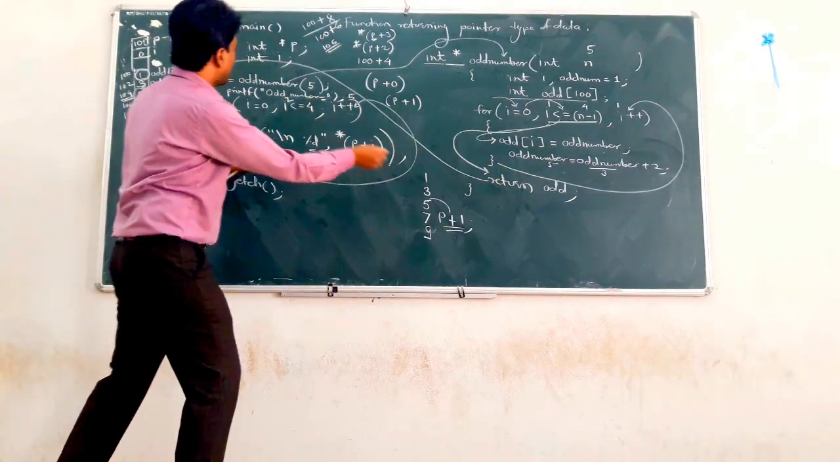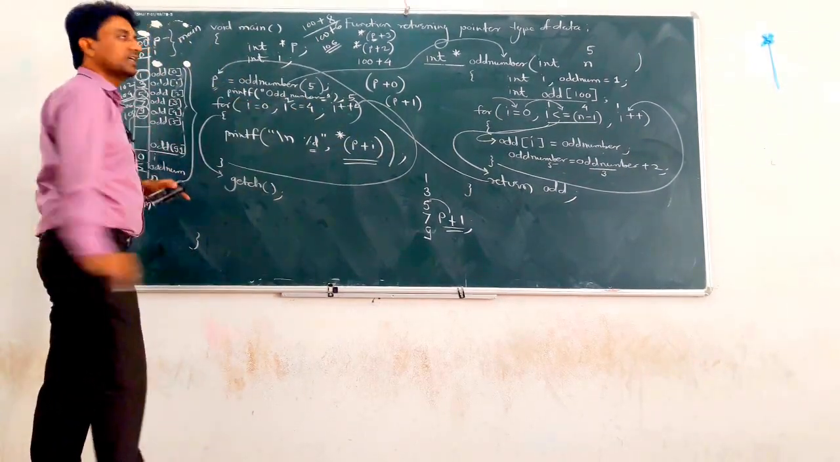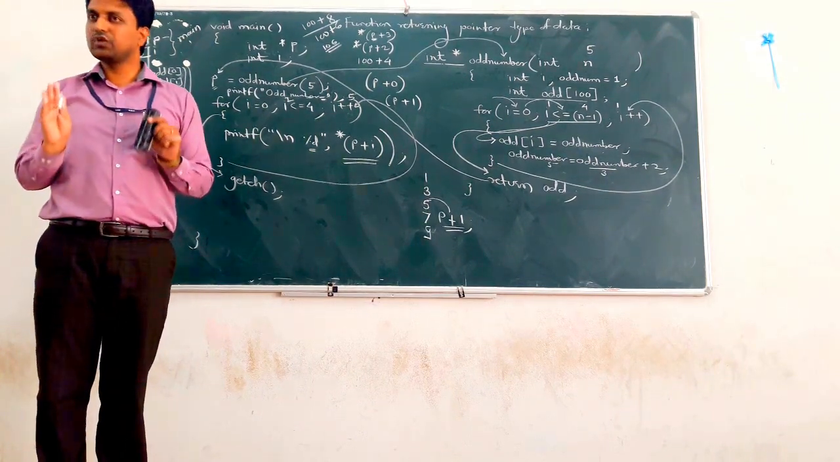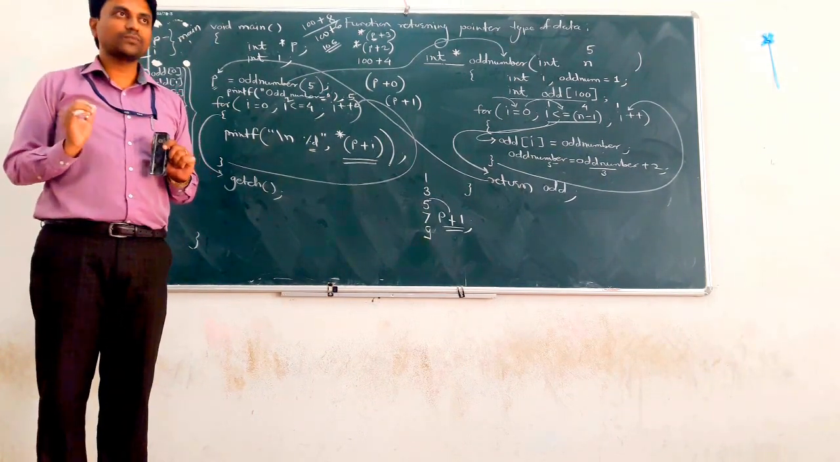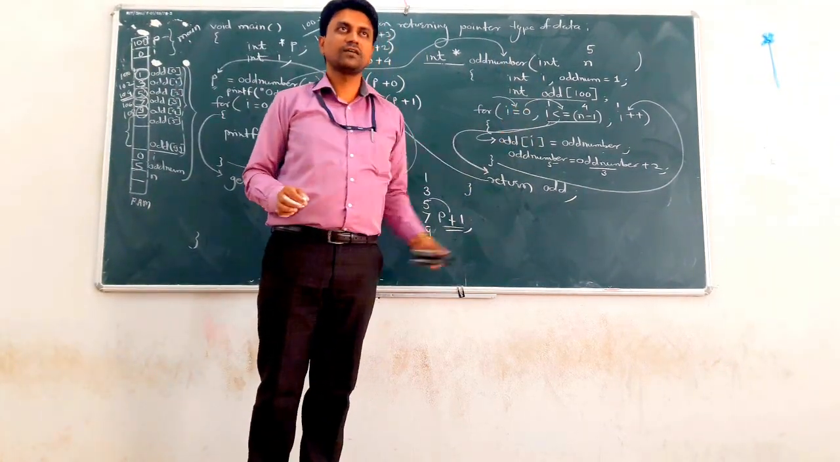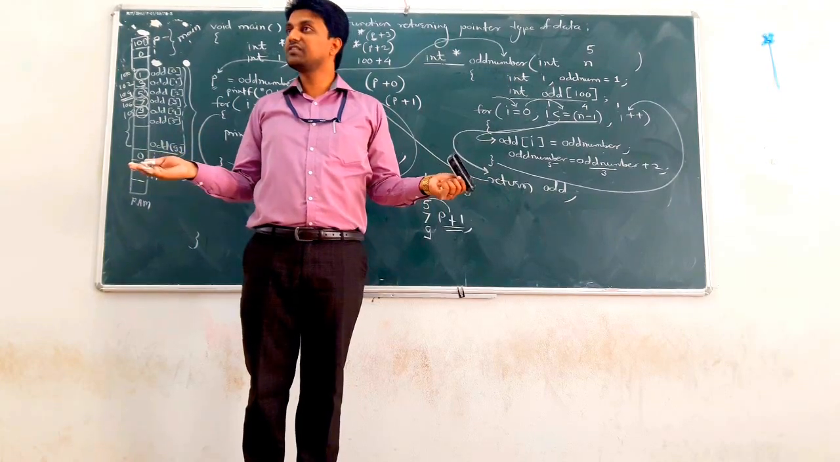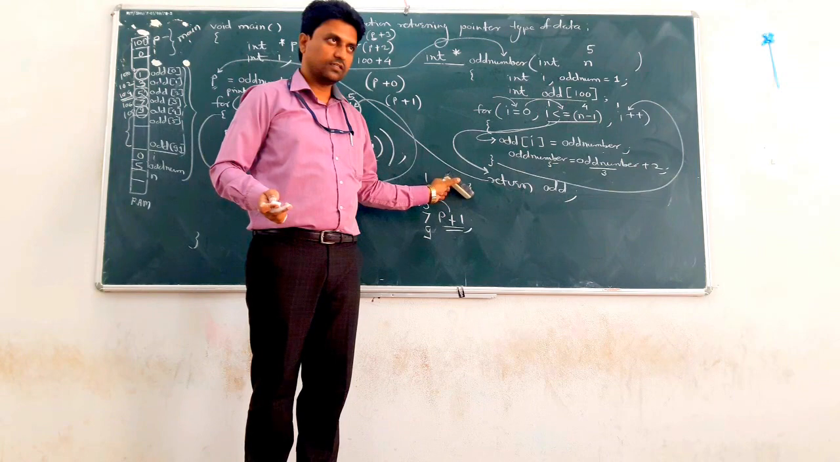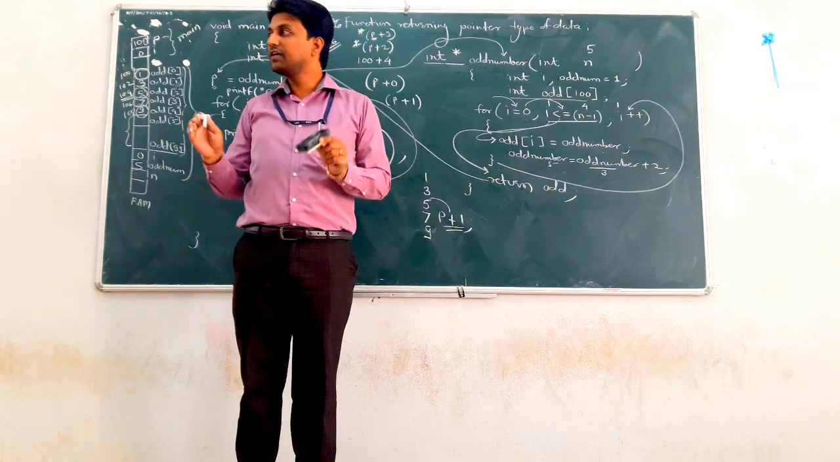What is the odd address? That returns into P. Till that, it's okay. Execution is okay. But what happens after that? All these are local variables. Their lifetime ends after this curly bracket. This is the curly bracket.